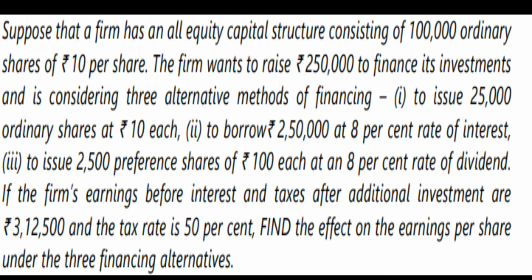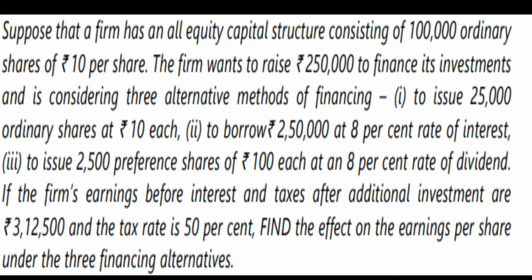Now let's read this question line by line. It is saying that a company is already having a capital structure of 1 lakh ordinary shares of 10 rupees each. That firm wants to raise 2,50,000 new, as an investment, considering three alternatives. They can directly raise 25,000 ordinary shares of 10 rupees each, directly equity shares. One option is that: the 2,50,000 will be from equity shares.